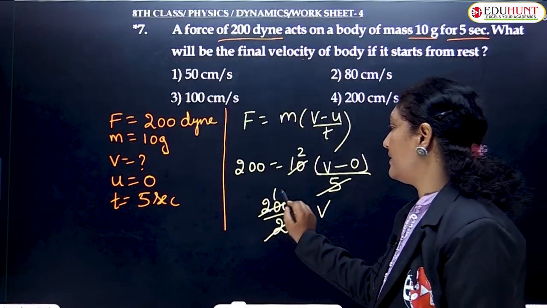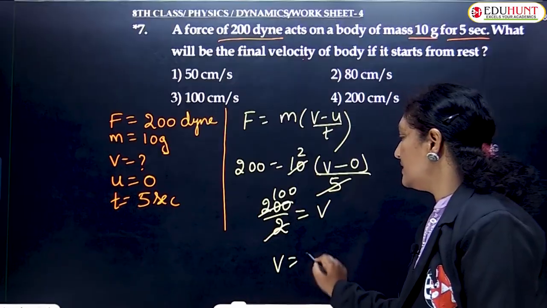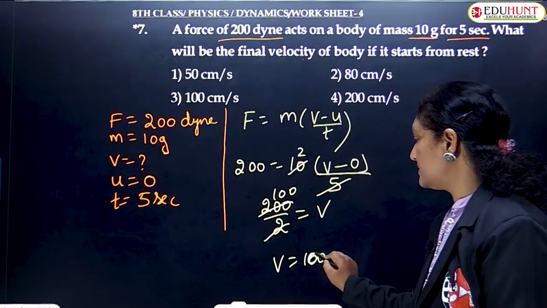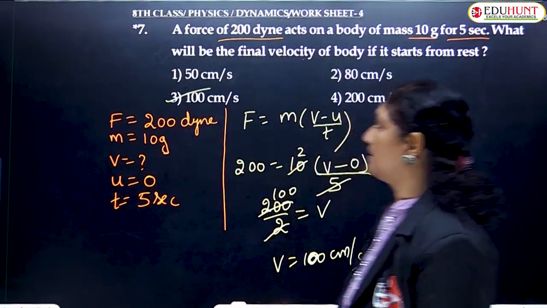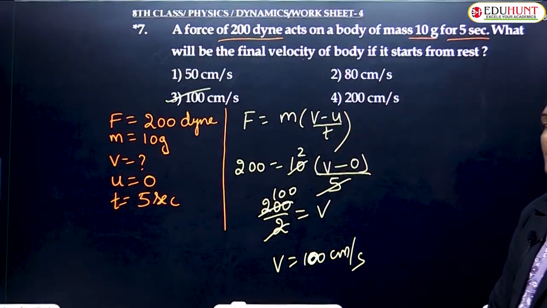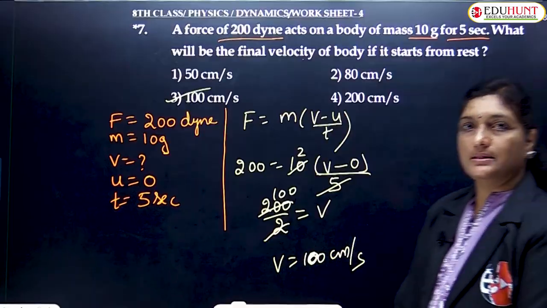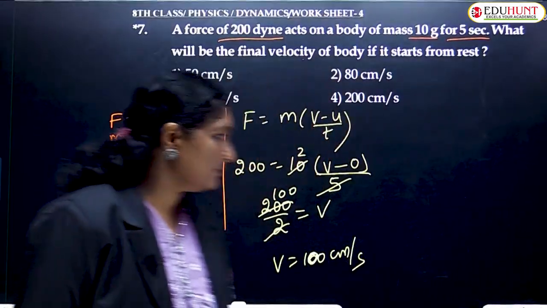So 2 goes 100 times. Therefore the value of V is 100. In the CGS system, it is centimeter per second. So option number 3, the third option, 100 centimeter per second. Okay, children. Next question.